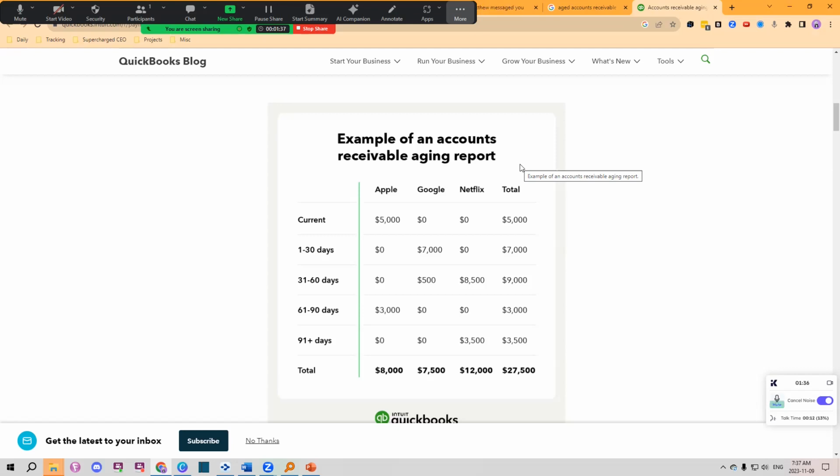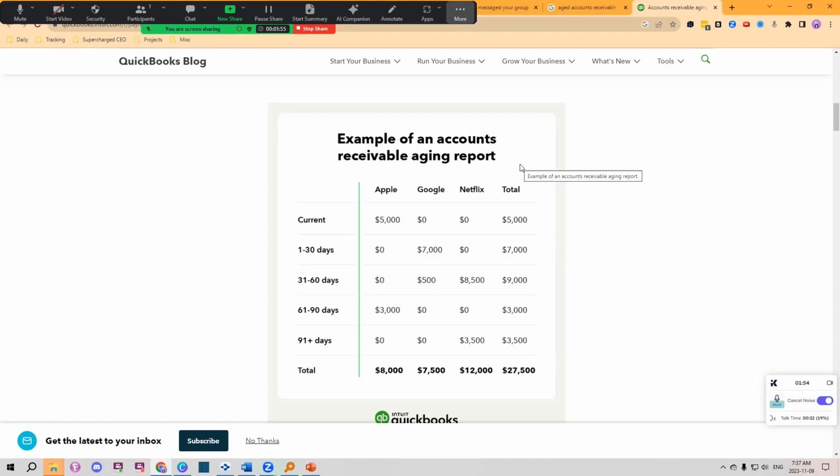So in my humble opinion, this is one of the most critical reports for management. And what an accounts receivable aging report does is it shows us who owes us money and how long they've owed us that money for. And that gives us some power in terms of how we manage.